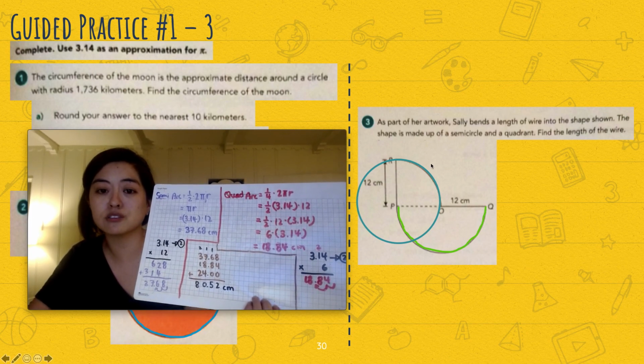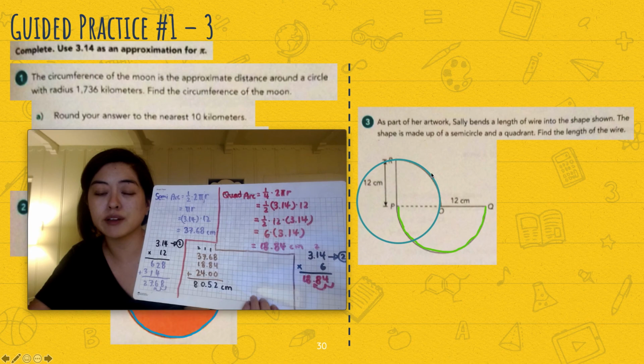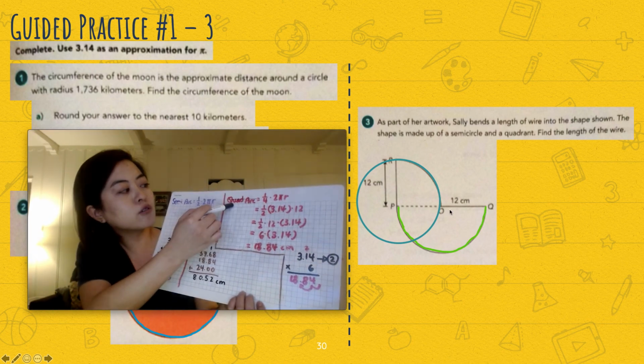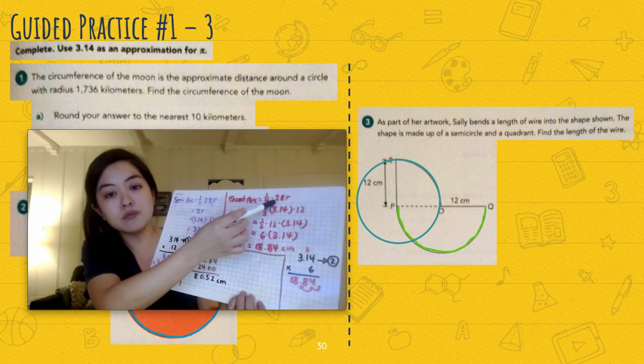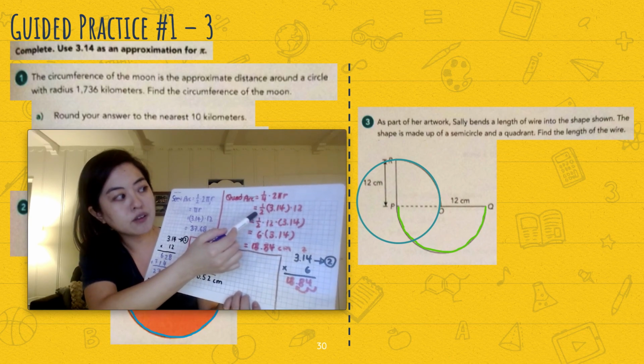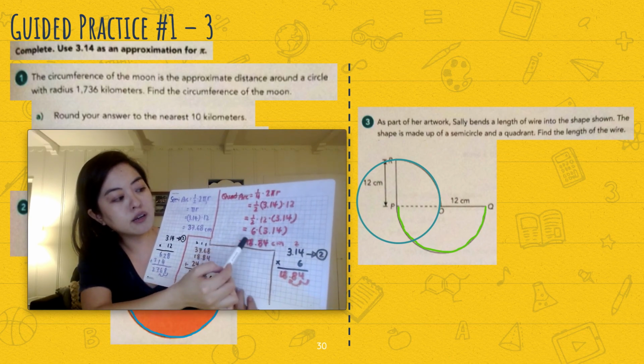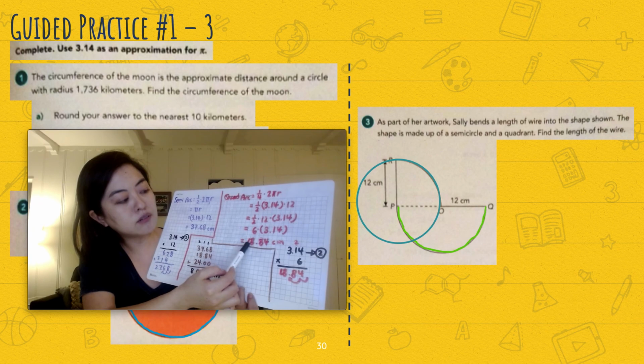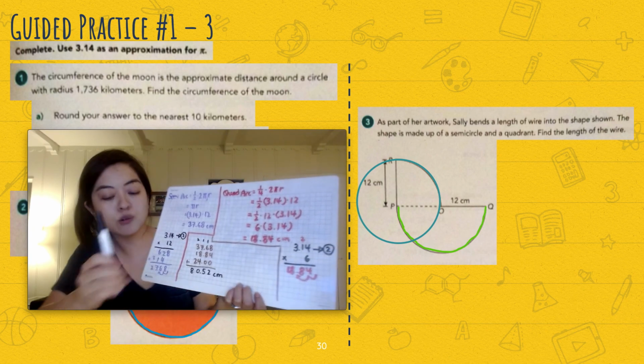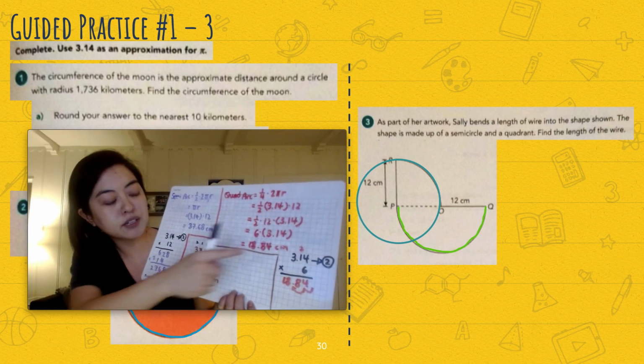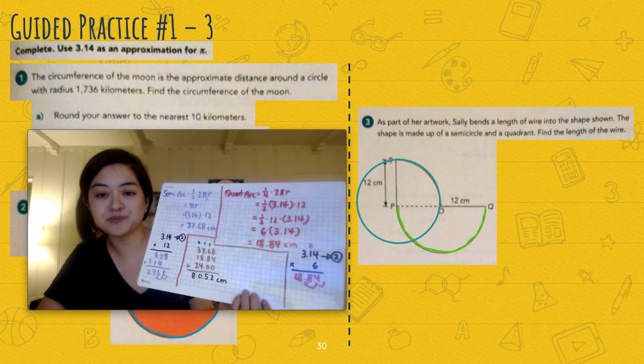So here's my circle, and this is 1/4 of my quadrant, right? So my quadrant arc is 1/4 times 2 pi r. Okay? And then I did my work here, and that is 18.84 centimeters, not square centimeters, sorry.